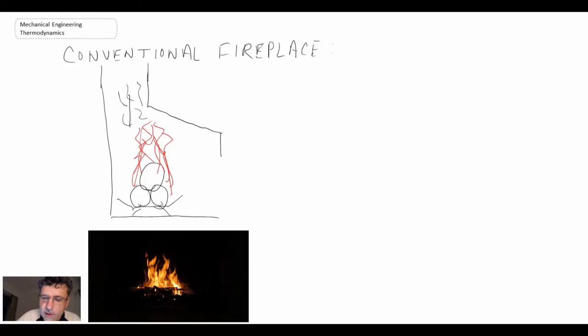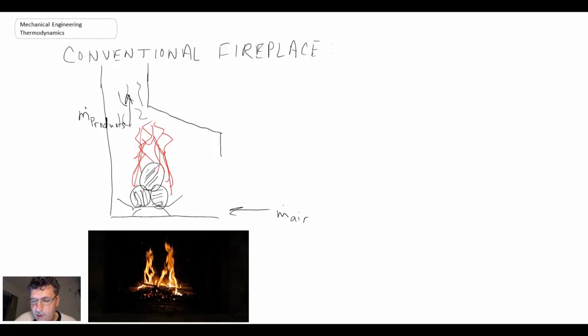So here we can write that we have a mass flow rate of the products of combustion. So that's where the products of combustion are going. And as that's going, we need air. Remember, fire needs three components: heat, air, and fuel. In this case, fuel would be our logs that are burning, and air would be supplied by the outer surroundings, so air is coming in. And then heat, you would have an ignition source.